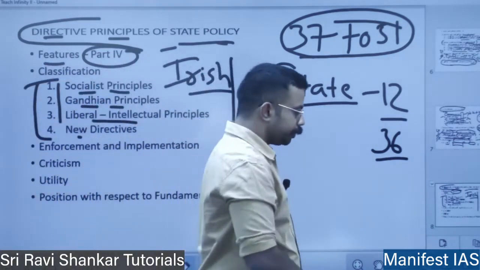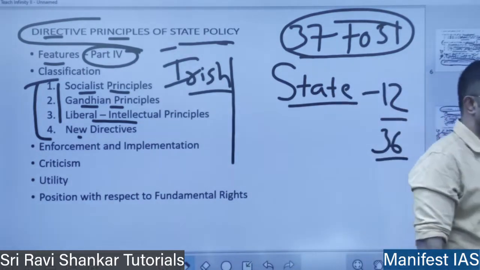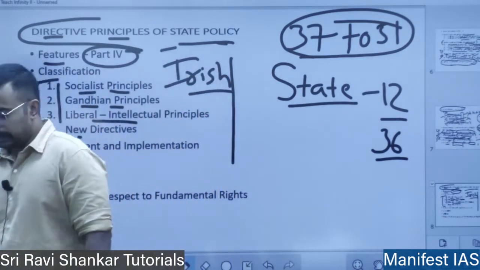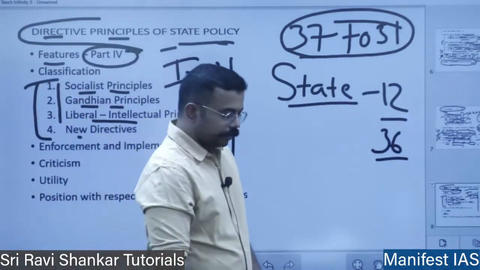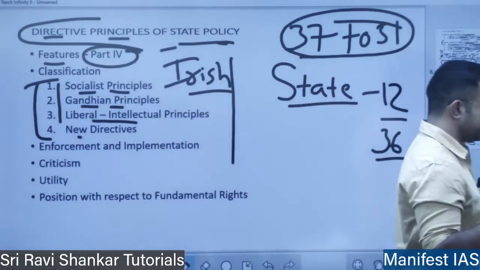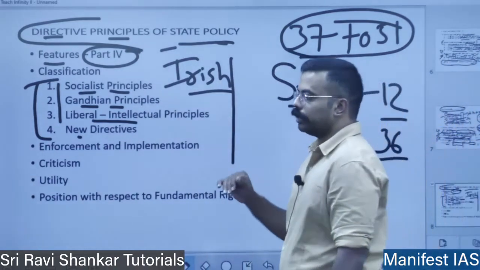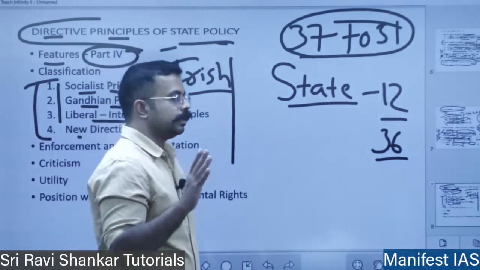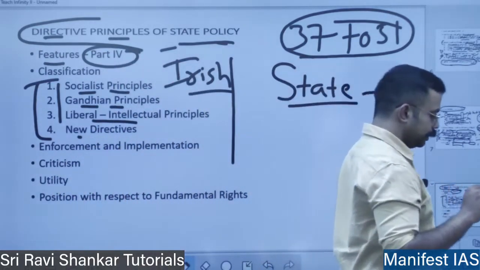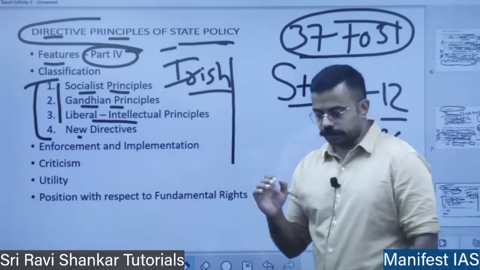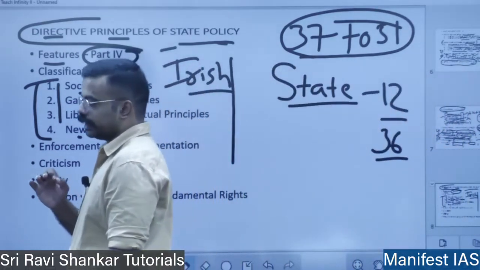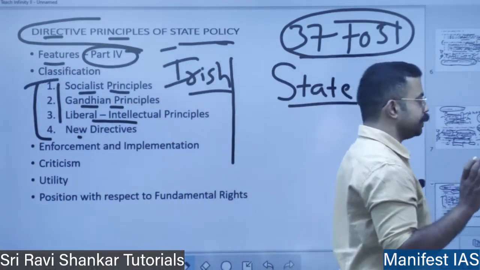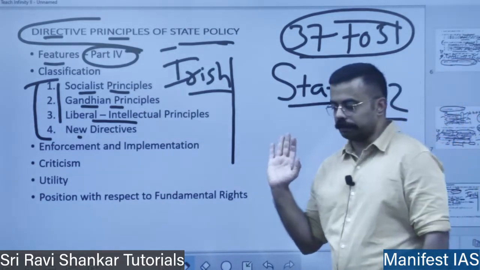Socialist principle means to enforce social equality. Social means what? Caste equality, gender equality, and religious equality. All these form the social dimension. Even transgender equality, old age, and the physically disabled also. So to ensure equality of all these, the principles come under the socialist concept.